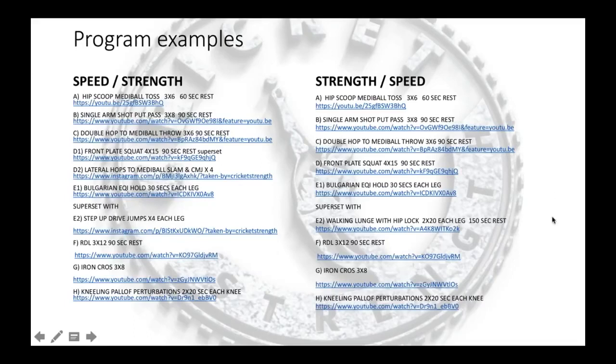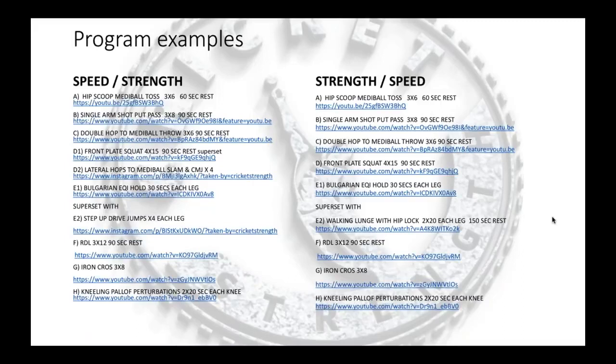So here's two different examples. Okay, these are two academy kids. One's on the speed strength, one's on more strength speed. Now, if you look at the start of their training sessions, they've both got their hip scoop medicine ball toss. They're both doing a single arm shot put. They're both doing a double Hobson medicine ball. So these things we're starting off the session with, they don't need to change. They're both fast bowlers. They both want the medicine ball work. But where we change them is what we go into next, okay?